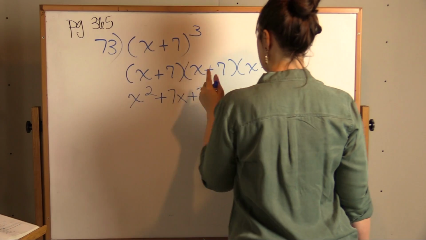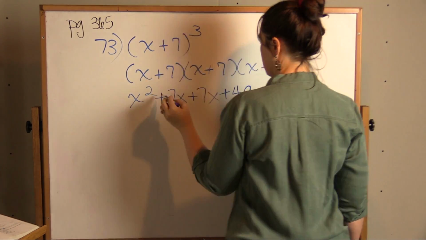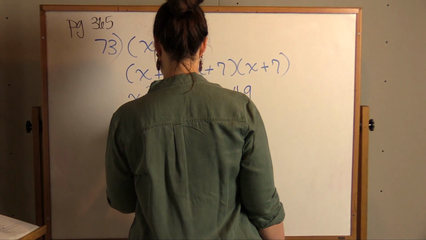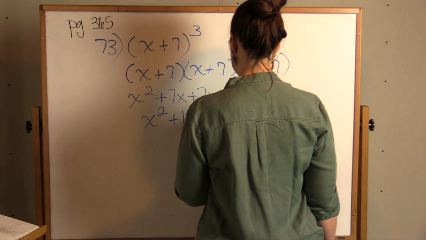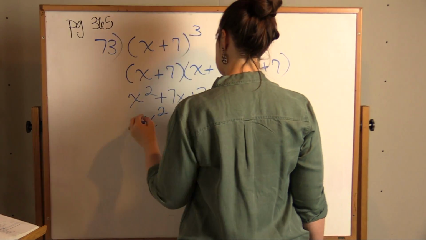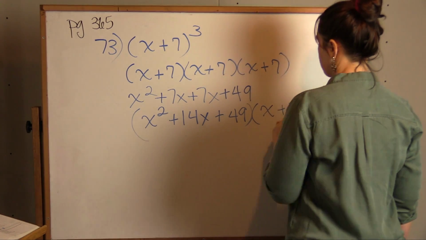Last, positive 7 times positive 7 is 49. Add the like terms, 7x plus 7x. That gives me x squared plus 14x plus 49. I'm going to put that in parentheses, and we're going to add the x plus 7 that's still left.